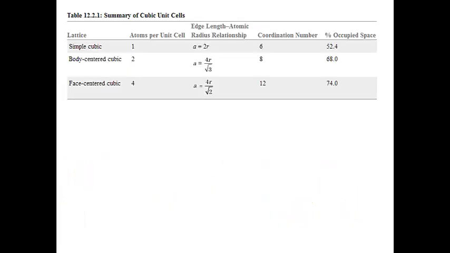And so here's a summary of that. This is the one we just did. That's what we did before. If you do the same thing for a body-centered cubic unit cell, it's mostly filled, but not so much as the face-centered closest packing one.